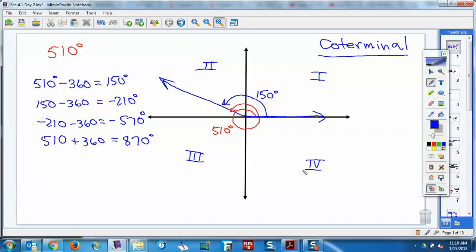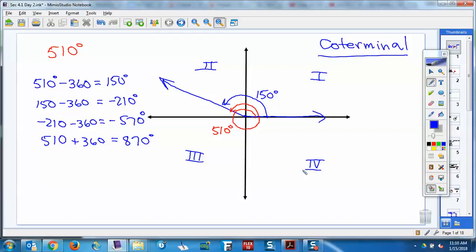Subtract 360 again, I get negative 210. Subtract 360 again, I get negative 570. There are my 2 negatives. And then what I'm going to have to do is add 360 to the 510 to get another positive, 870. So I got 2 positives and 2 negatives, right? But every time I add or subtract 360, I just go around a circle, right back to where I started, depending which way we were going, okay?